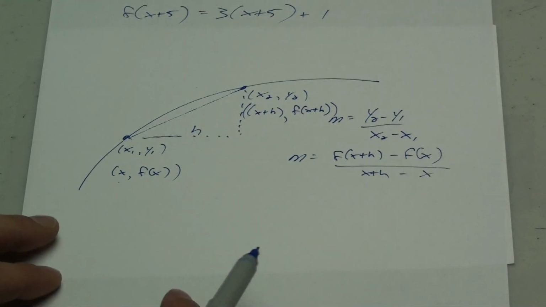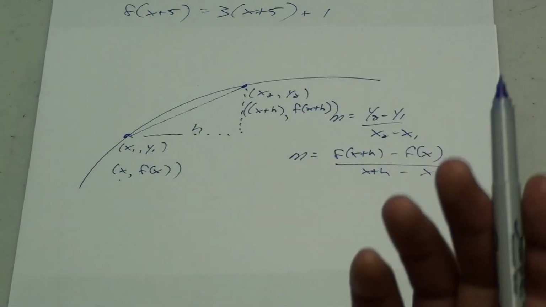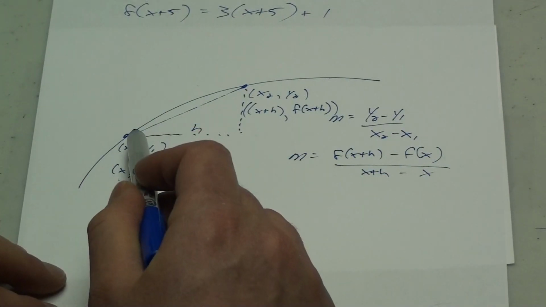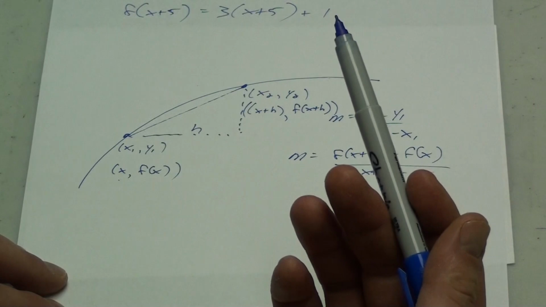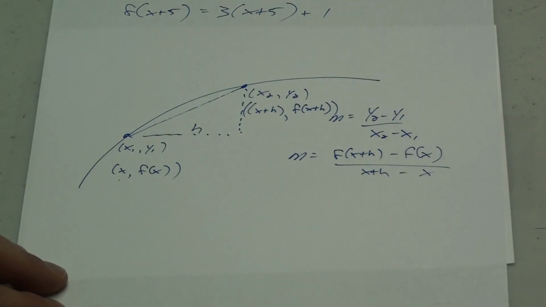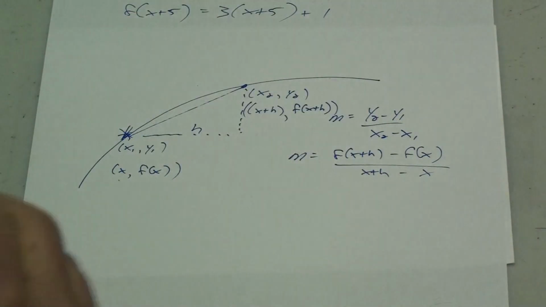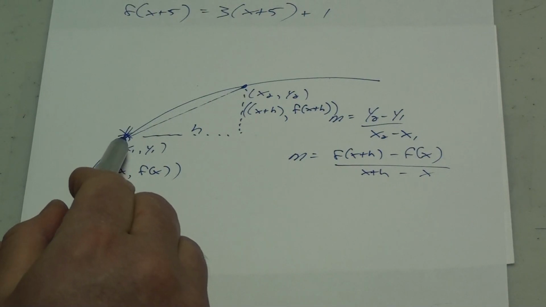That gives me my slope. Okay, that's a good start, but we still have 2 points. I want to find the slope at an individual point. So let's choose what individual point I want to have. Well, let's choose this one right here. I want to find the slope at that point right there.